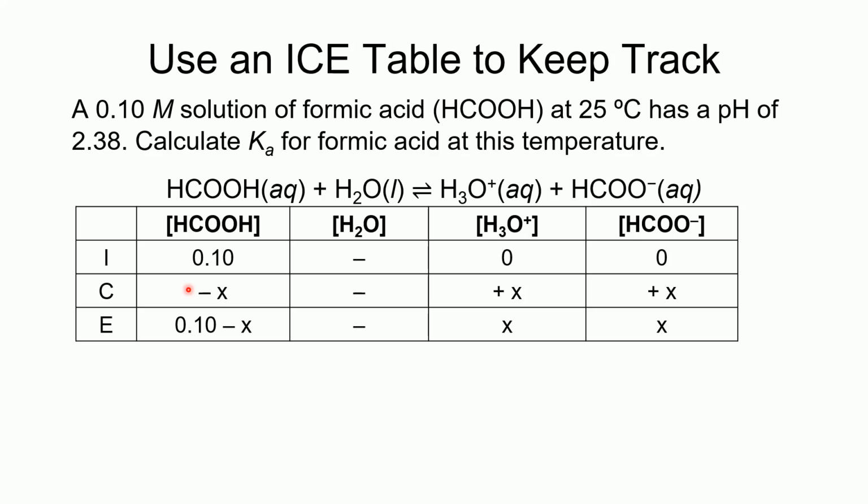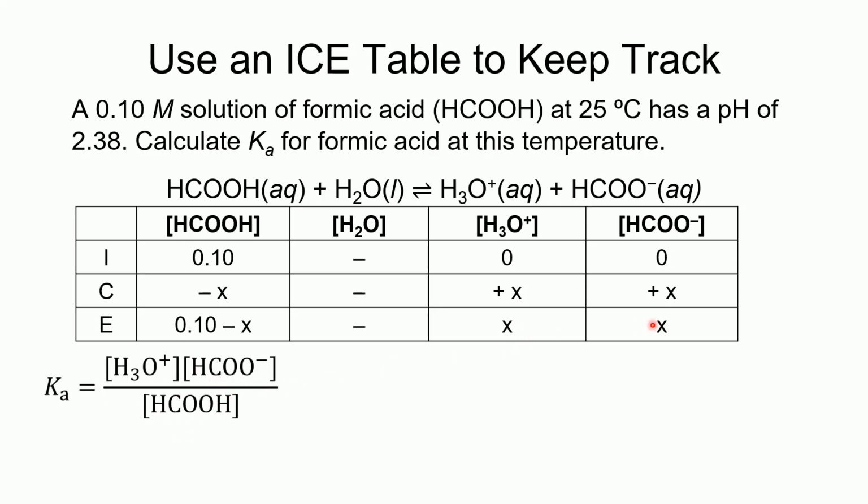The change line we're going to put in terms of x. So this one decreases by x and these increase by x. Just as a reminder, the coefficient of x must be the same as the coefficient of the chemical in the balanced equation. Since these are all 1, that's why these are all 1x. So 0.10 minus x gives us 0.10 minus x, and then 0 plus x is x, 0 plus x is x. So now we'll put those values in terms of x into this expression.